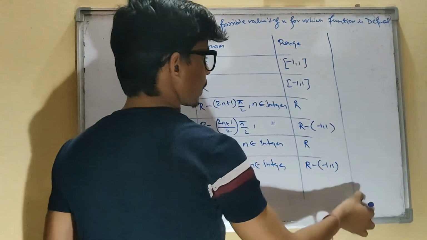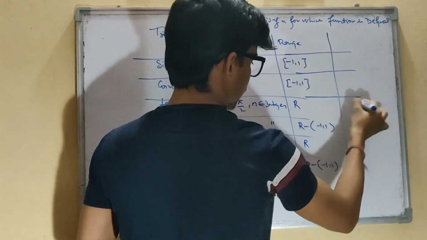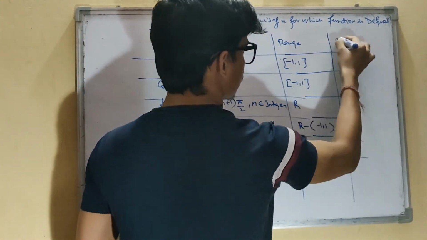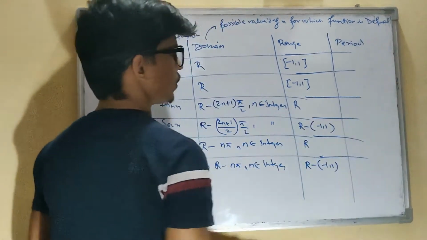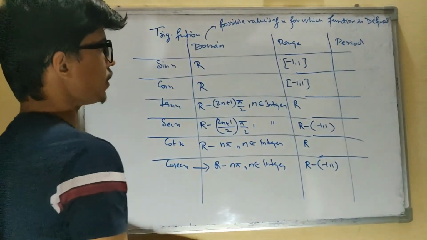Right, so this is what. Next thing is period. What is their period? You know that, no? What is the range? Possible values of functions.